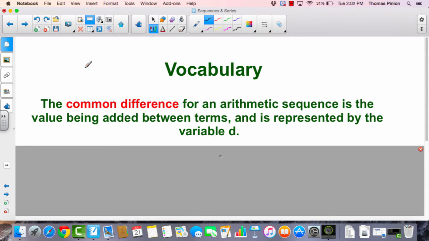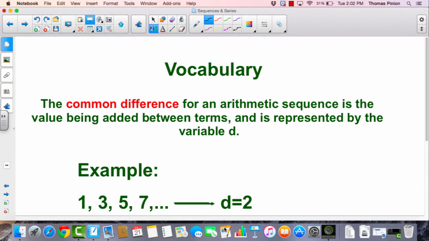Another term you need to take note of is the common difference. For an arithmetic sequence, it is the value being added between terms and is represented by the letter D. Anytime you see D from now on, it is a common difference.